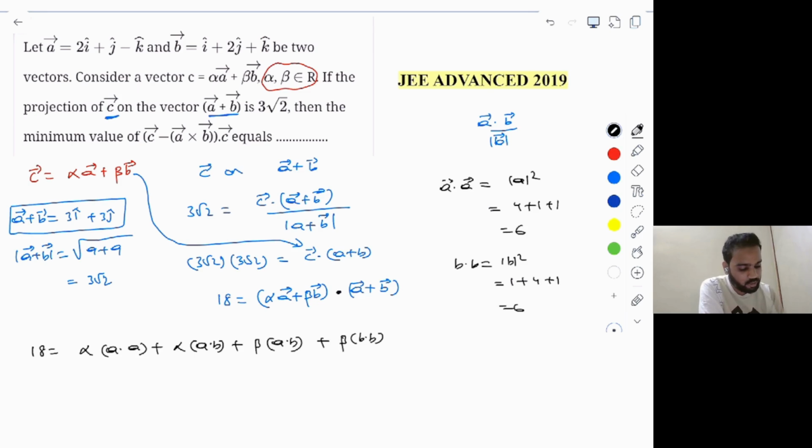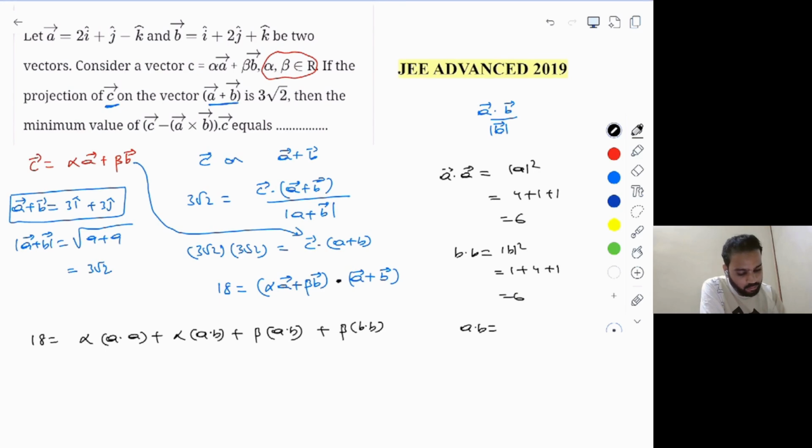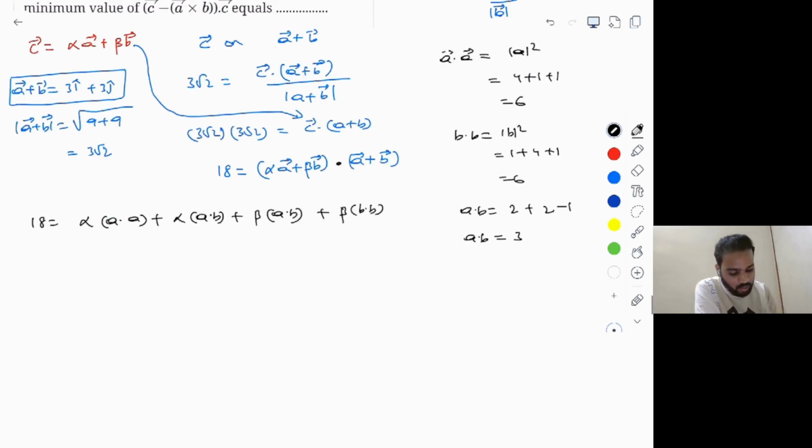Okay. Now let's take these two values, and moreover, we have to calculate the value of A dot B also here. So A dot B, let's calculate, which is equal to 2 plus 2 minus 1. So this A dot B will be equal to 3. So let's take all these values and substitute them here. So 18 is equal to alpha into A dot A, which is 6, plus alpha into A dot B, which is 3, plus beta into again A dot B, which is 3, plus again beta into B dot B, which is 6.